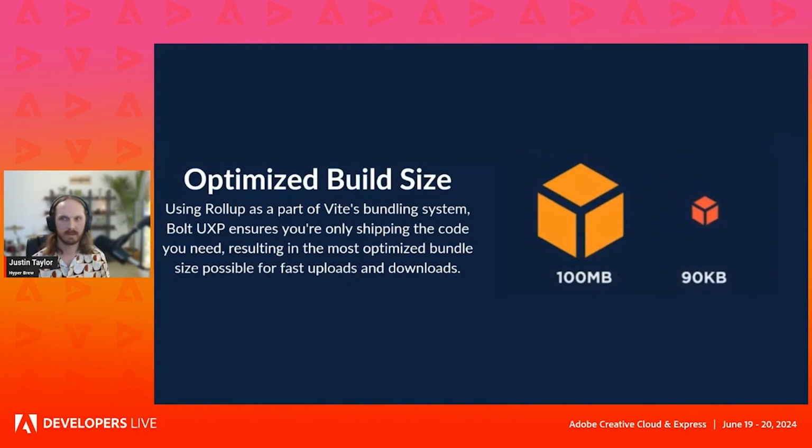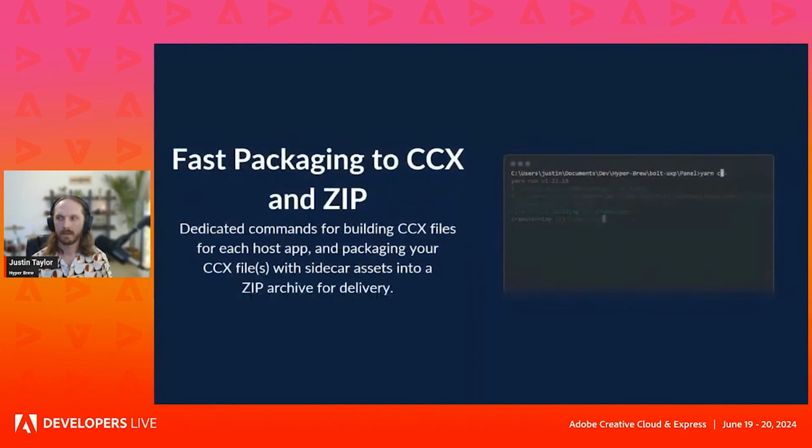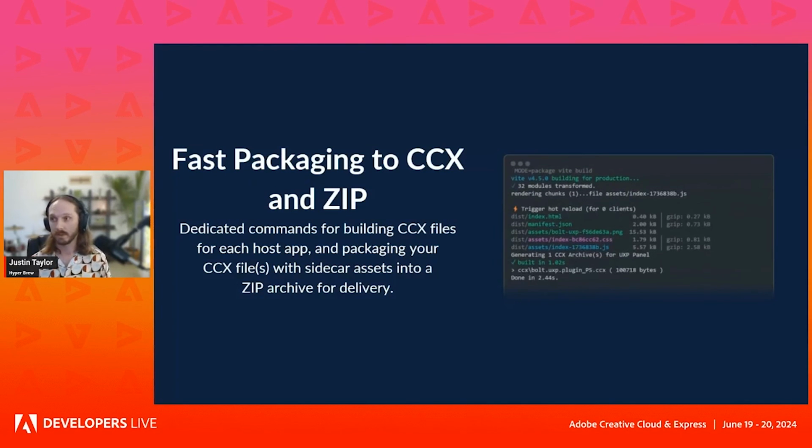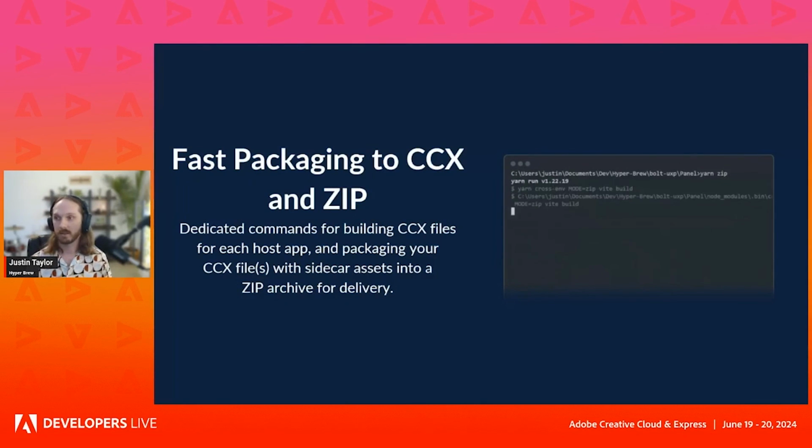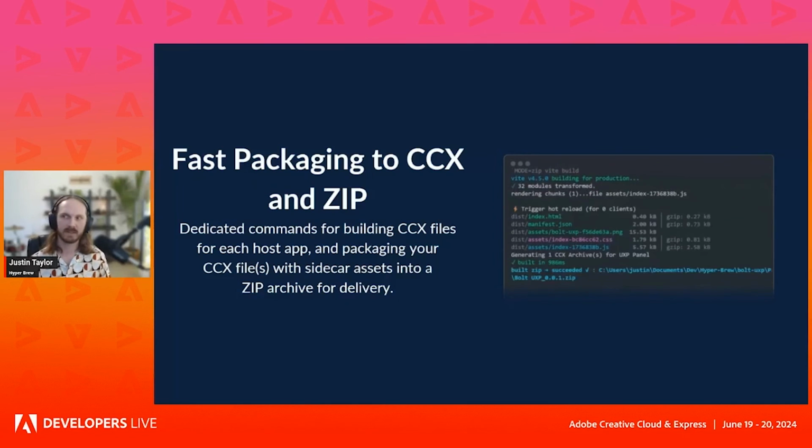And then lastly, optimize build size. Again, this is a big one, right? We're only shipping the code you actually need so that you have the fastest uploads and downloads. And then like we had Yarn ZXP, we have Yarn CCX for UXP, which is the equivalent there. And so that's just packaging up your panel. The difference is CCX has to be split off for each app. So if you have an app that's going to Photoshop and InDesign, those need to be separate CCXs. That's all handled. And you can do the zip option, packaging with sidecar assets, PDFs, links, what have you. And that can save you some time there as well.